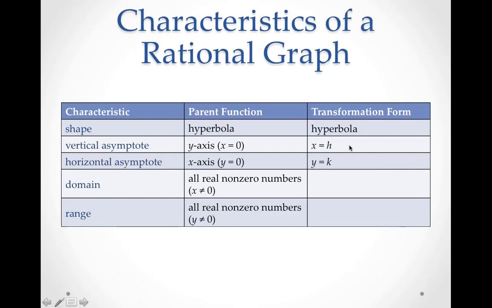Similarly, the horizontal asymptote will always depend on our k value. Again, the k moving the graph up and down means it's also going to move the horizontal asymptote up or down. So our horizontal asymptote will always be at y equals k in this transformation form. Which means then our domain is going to be x not equal to h, and our range will be y not equal to k. Because if that's where the asymptotes are, those are values we cannot have.